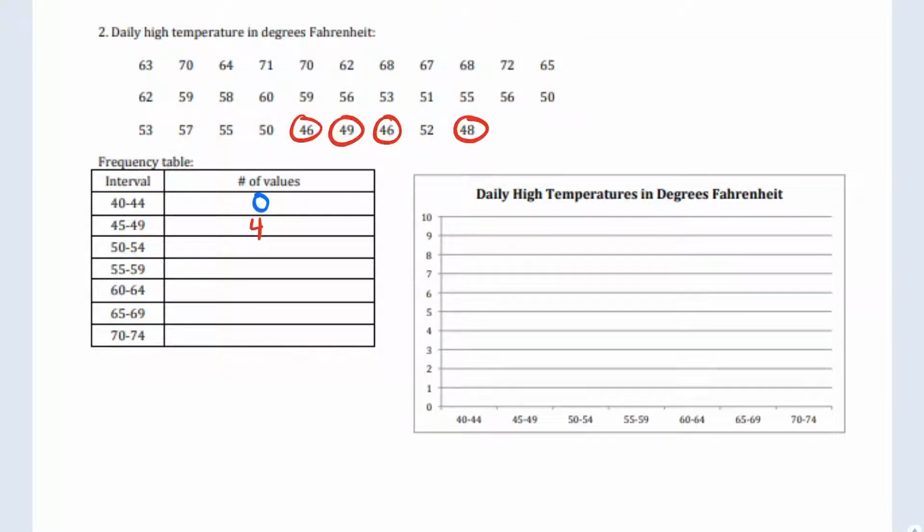From 50 to 54, let's go ahead and count those. So I see a 52. I see a 50. 55 is too big. 57 is too big. I see 53. I see a 50. 56, nope. 55, nope. 51, 53, 56, 59, nope, nope, nope, nope. I think that's it. I have 1, 2, 3, 4, 5, and 6 for 50 to 54.